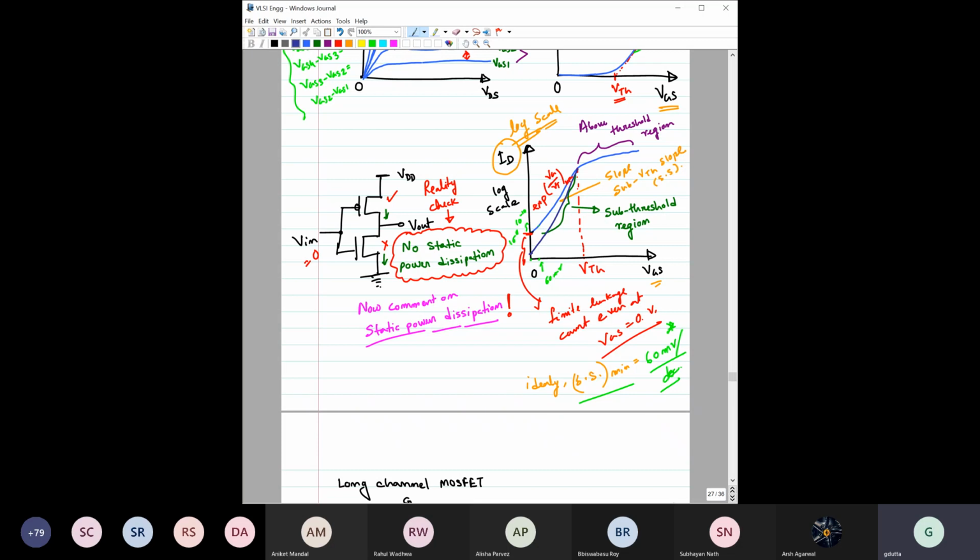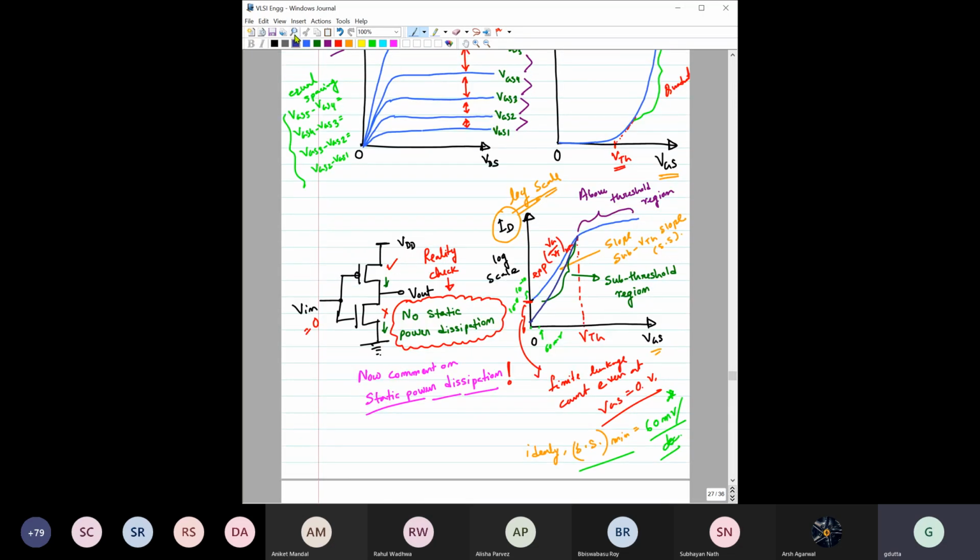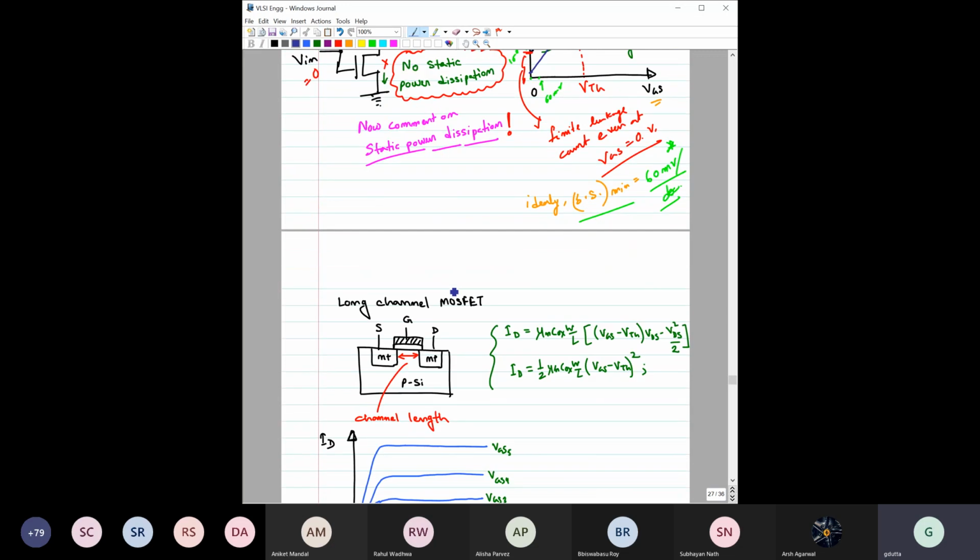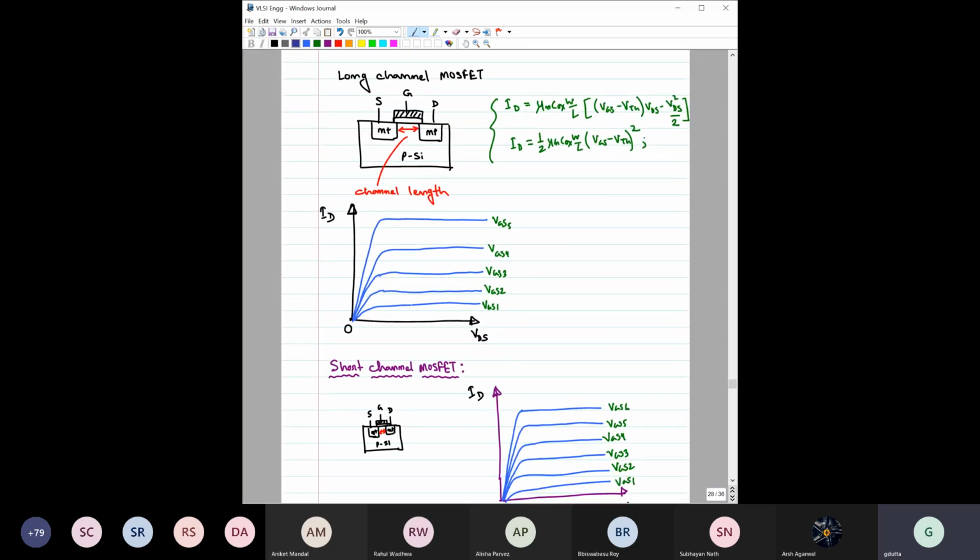So I hope now the static power dissipation point is clear to you, and the subthreshold part is a bit more understandable. If so, let us move to the next part, where we are going to differentiate between long channel and short channel. Long channel MOSFET we have already discussed. These are the equations, and the characteristics would look like this. Here you can clearly see the separation increases as you increase VGS.